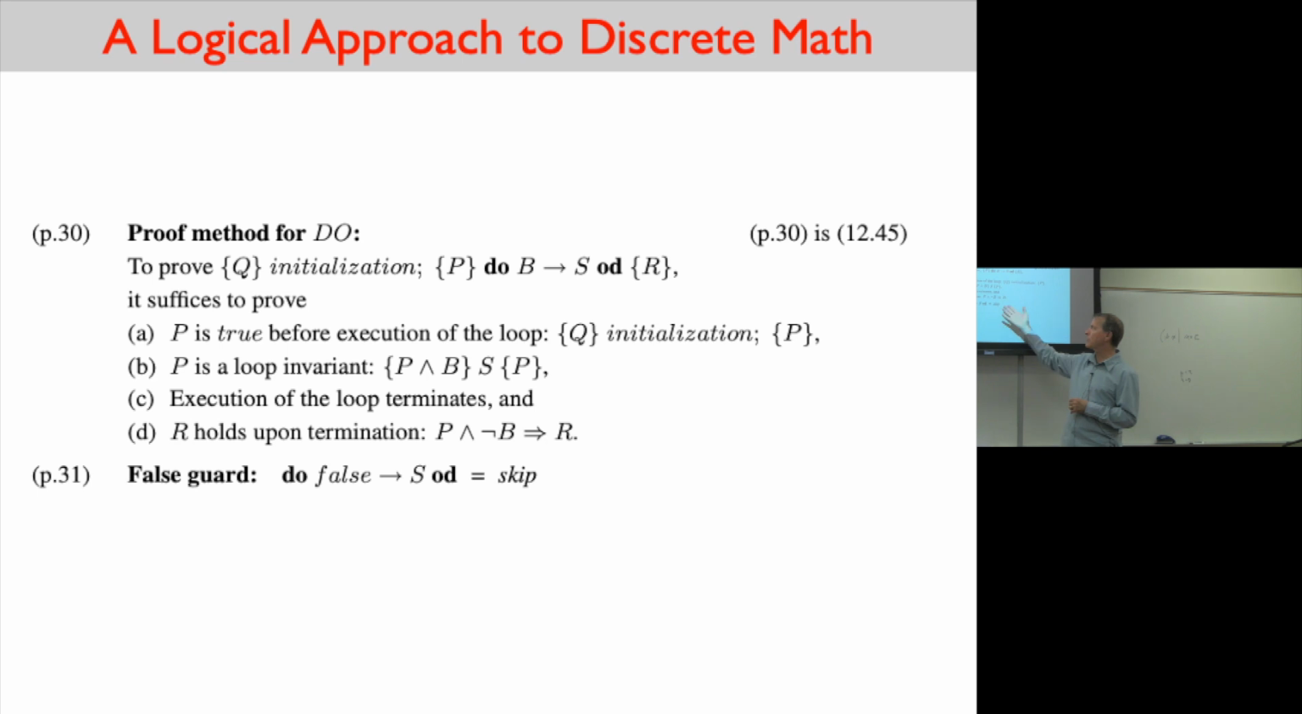Or I'll say, prove that P is a loop invariant. Or prove that execution of the loop terminates. Or prove that R holds on termination. If I just say that, you should be able to do it with these steps, and you will have done it before. I think we should start our review with doing one of these.